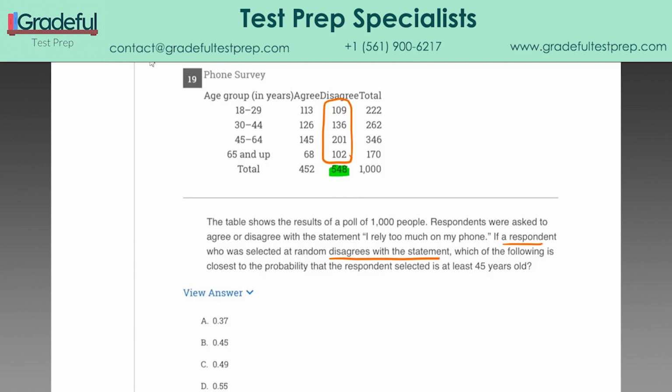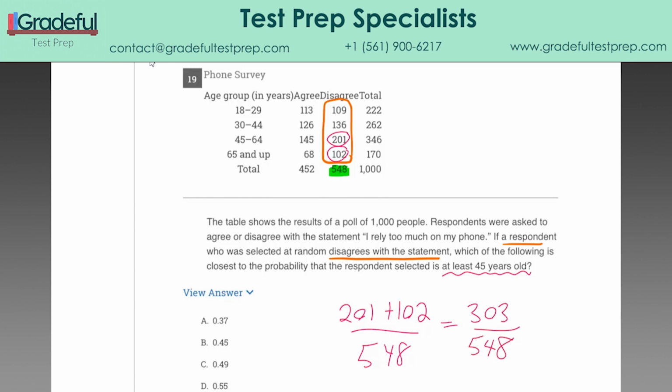So the question is saying, out of that group of people, how many of them are at least 45 years old? And that would include these people here and these people here. Those are the ones who are at least 45 years old. So out of the 548, we're being asked about the 201 plus 102. In other words, the 303 of them. And 303 divided by 548 is 0.55 and some other random decimals. But the answer for 19 is D.